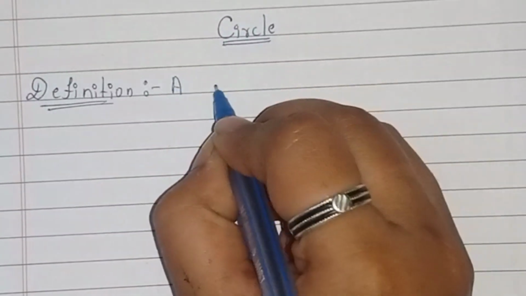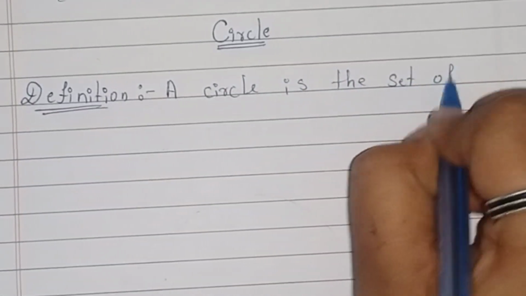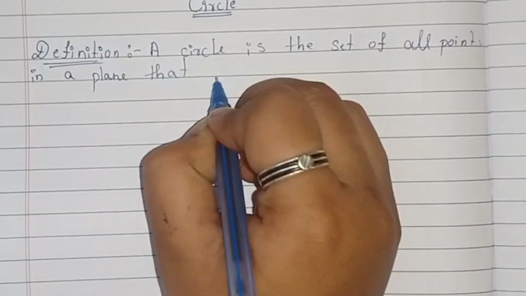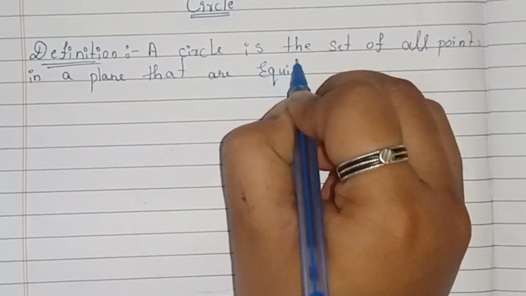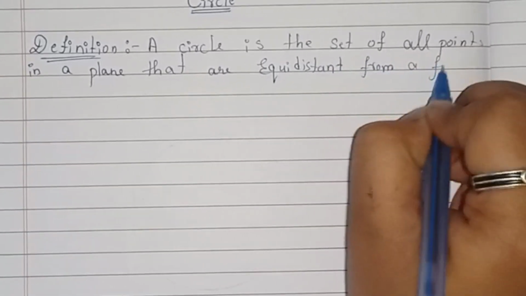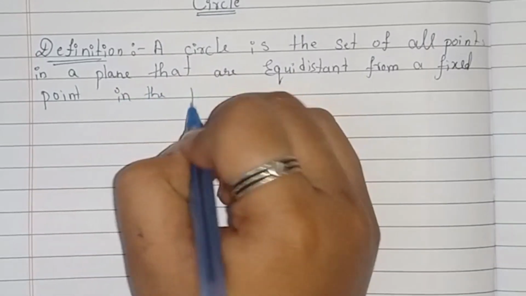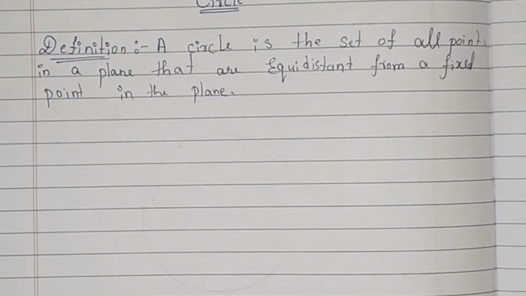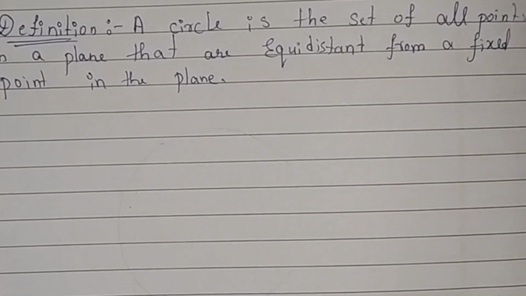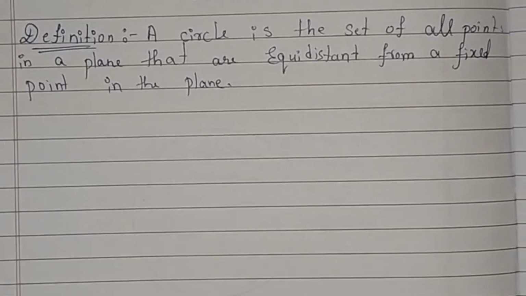The definition must be like this: a circle is the set of all points in a plane that are equidistant, in the sense that it is having the same distance, from a fixed point in the plane. Okay, so this is the perfect definition of a circle that has to be written in your answer sheet. A circle is the set of all points in a plane that are equidistant from a fixed point in the plane.